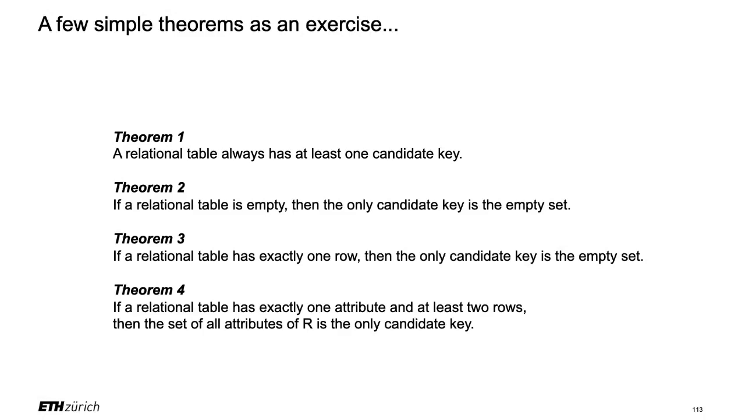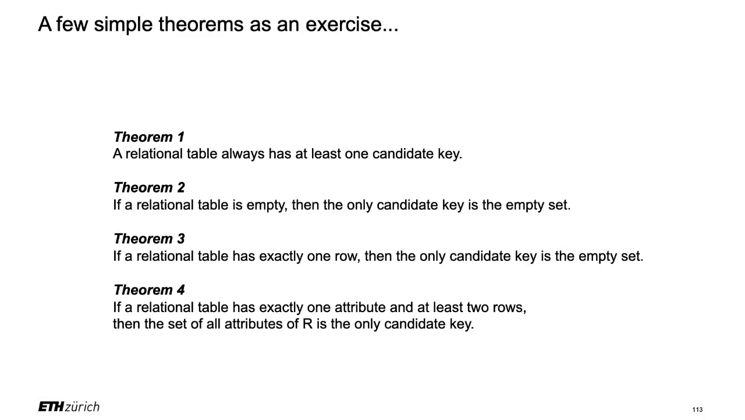Then theorem 2 is really about these corner cases. If the table is empty, then the only candidate key is the empty set. It's just because the empty set is always a super key if the table is empty, and you cannot remove anything from the empty set. If it has exactly one row, then the only candidate key is also the empty set, because if we play that game and I ask you for the values of the record, but there's only one, then I don't need to give you information for you to know what the record is. There's only one.